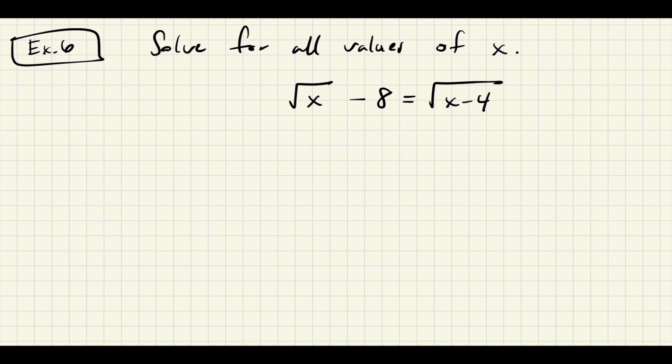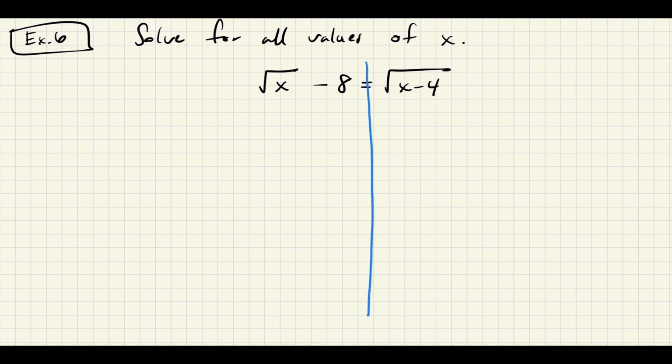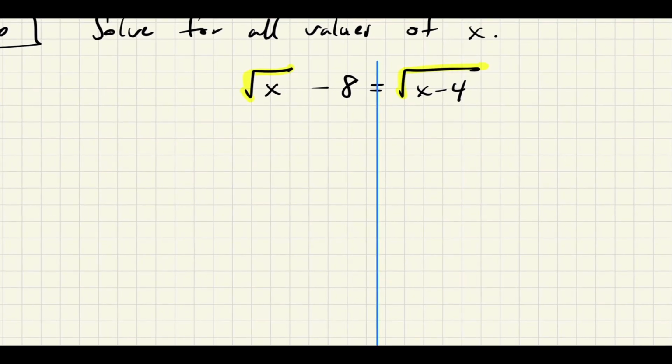So it's solve. So we draw the blue line. Well, I have radicals on both sides. So I can't do step one. Step one is not possible because they're on both sides. So I go straight to step two.